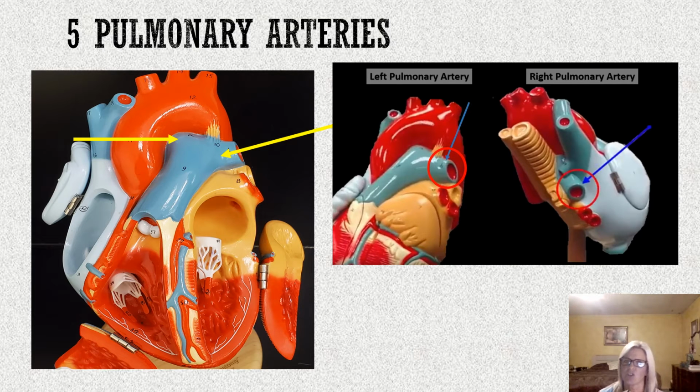This is deoxygenated blood, but it's not called a vein. It's called an artery here. So just be aware this is kind of an exception to the rule. And then the pulmonary veins, those are carrying oxygenated blood. I'm not sure how those two got flip-flopped, but just be aware that they are. So don't let that confuse you.